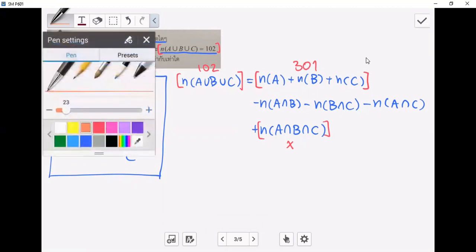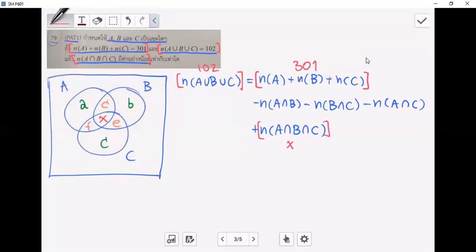So now we have other letters for other regions, so our calculation is going to be easier. This one, A intersect B: if we go to the Venn diagram, A intersect B is C and X, so let's insert C plus X there. B intersect C: going back to the Venn diagram, B intersect C is X and E, so I put E plus X there. And A intersect C is F and X, so I put F plus X there.